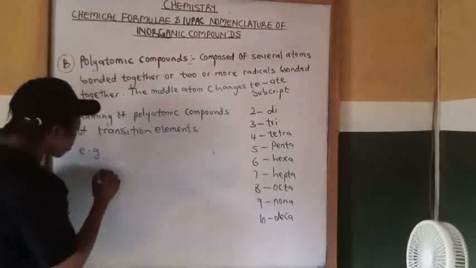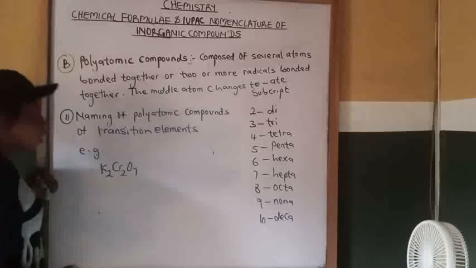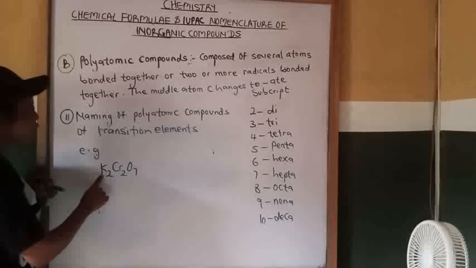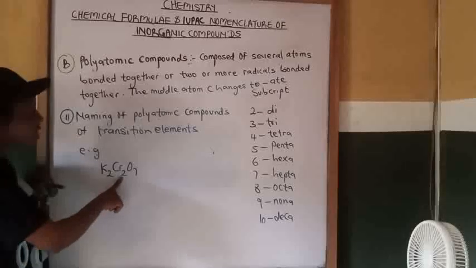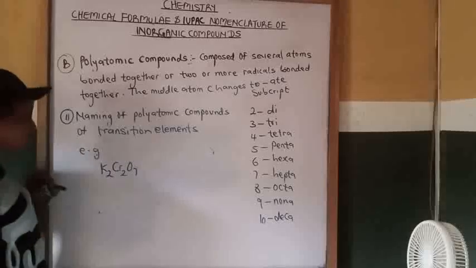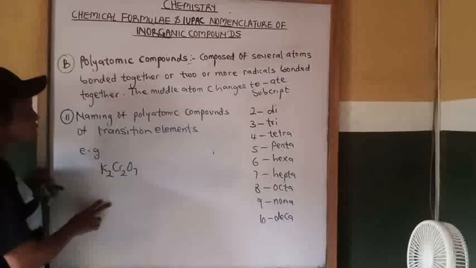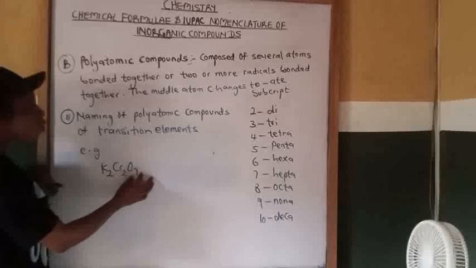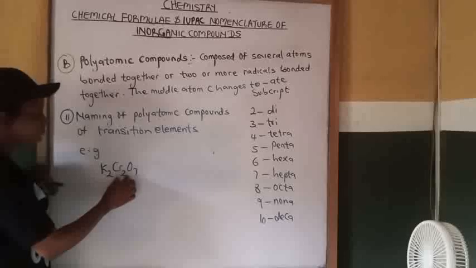So another example is K2Cr2O7. Let's name K2Cr2O7. We have a group 1 element, then chromium, which is a transition element, followed by oxygen. So we first name what? You name your group 1 element first, followed by oxygen, while the middle atom will be named last.